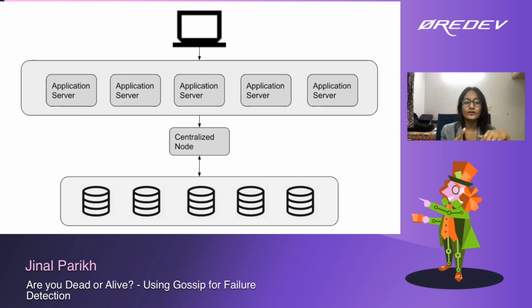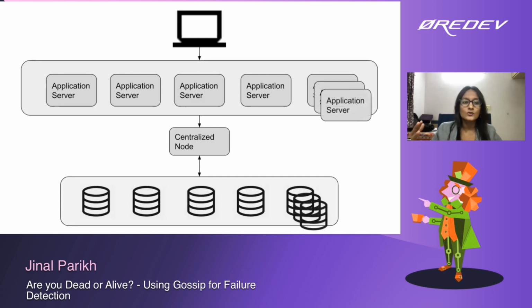But the problem here, if you can guess, is that it has a single point of failure. If this centralized node goes down, we are left with a broken system. So we're compromising availability here. For 5 application servers, one centralized node is enough to handle the traffic because only 5 are there. But if we were to scale the servers and DBs to, let's say, 10K, then availability will also be compromised.